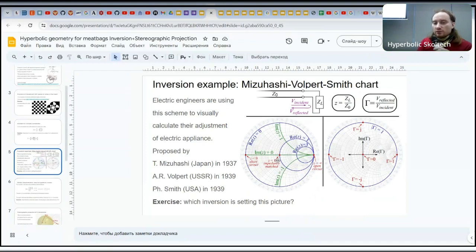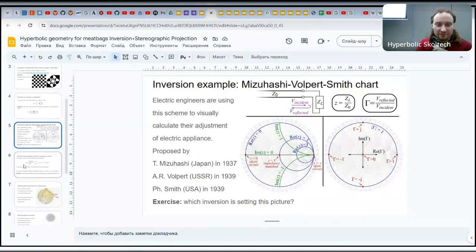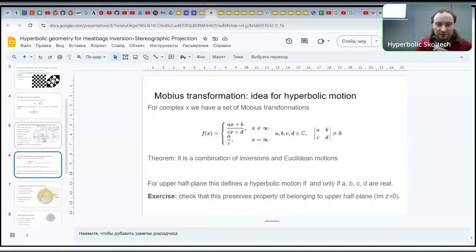How does this diagram work? Actually, no, since I'm not an electrical engineer, but you can read about it on Wikipedia, or maybe watch some videos on YouTube. Well, yeah, actually, this is very interesting even for me. And yeah, this is the Smith chart.